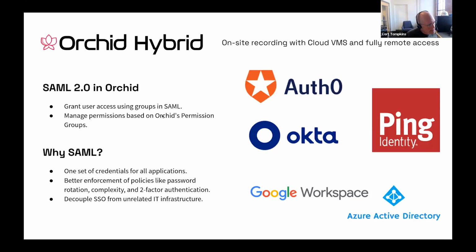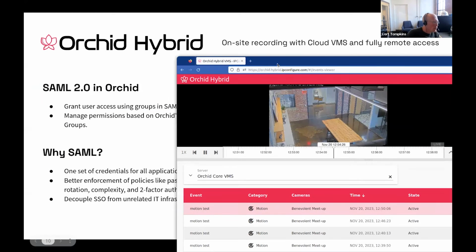Okay, so the way SAML works in Orchid, and again, this is SAML 2.0, which is the current standard, is that in my single sign-on identity provider, that's where I go to manage all of my users and their rights and roles in my organization, I would create a group within that SAML system. All of the users who I want to have access to Orchid, I would add to that group, and then I can set permissions for that group within the Orchid hybrid interface. So here is an example I will show you where we would go to do that.